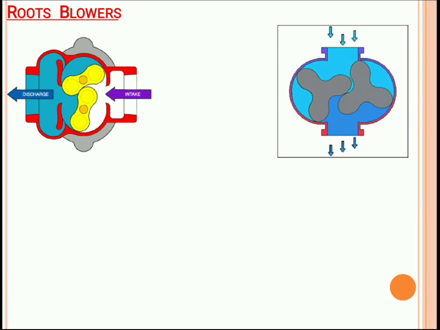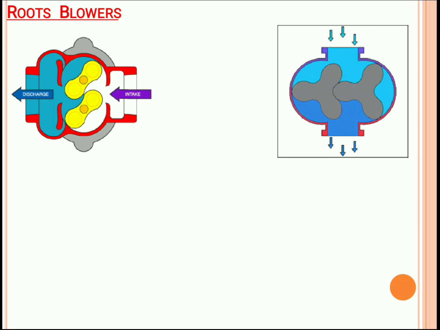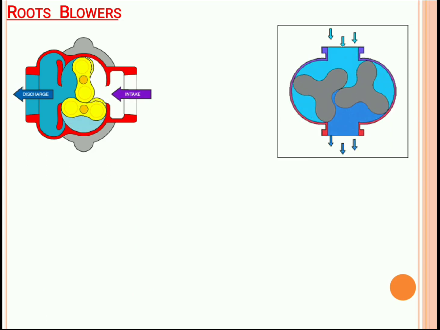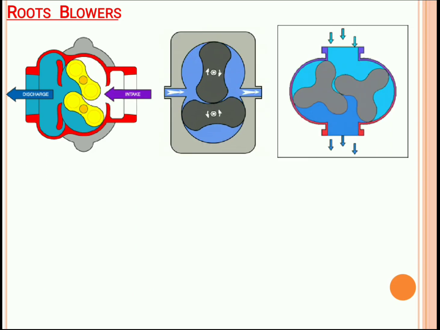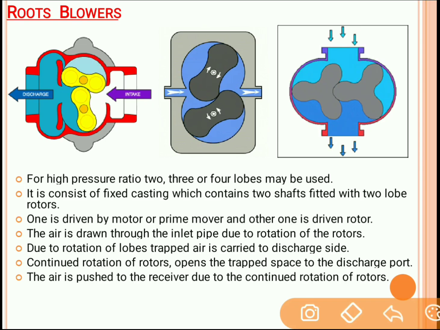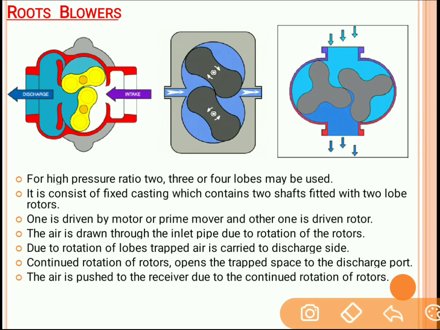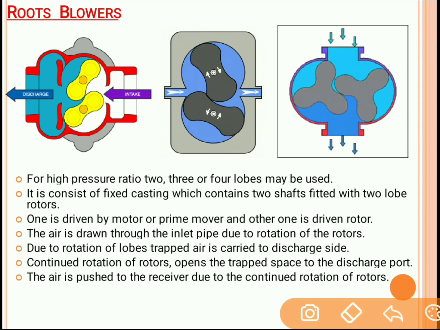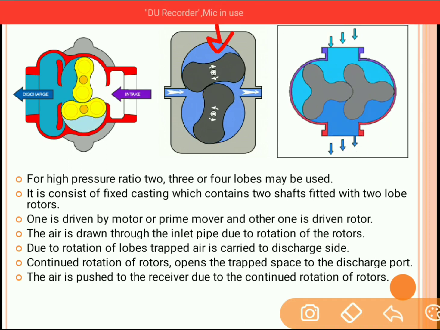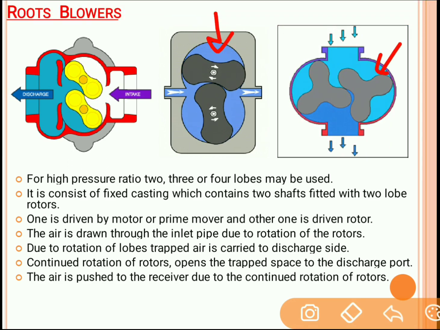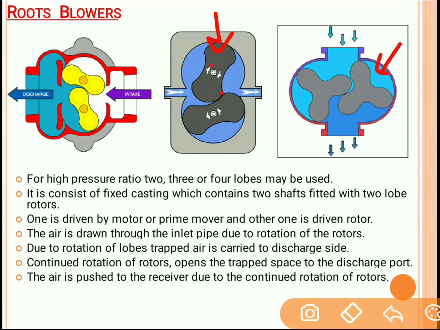This is the other animation in which you can see the air coming from the right and moving towards the left. Now for high pressure ratio, we can use 2, 3 or 4 lobes. As pressure increases, we can increase the lobes. This is the 2 lobe and this is the 3 lobe rotor. 3 lobe means there are 3 parts over here, and in 2 lobes you can see there are 2 parts.